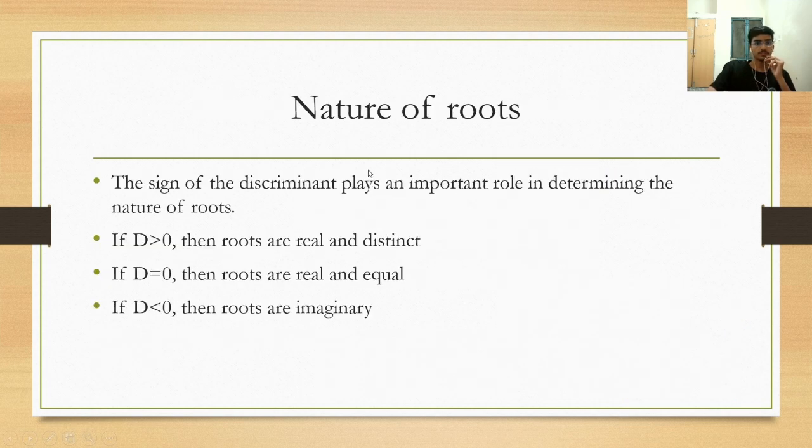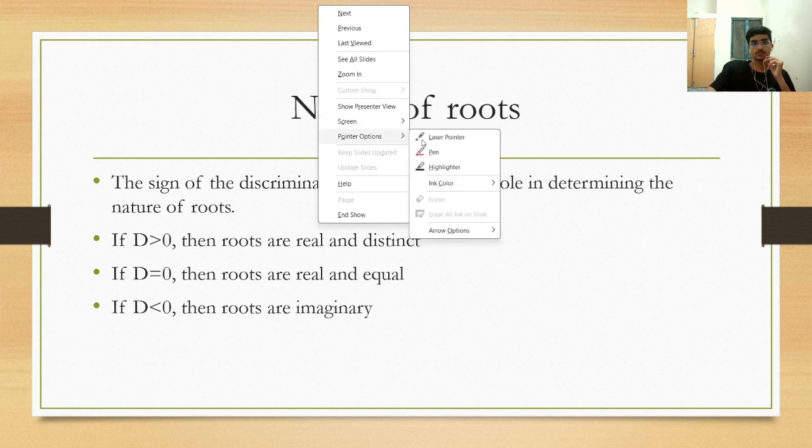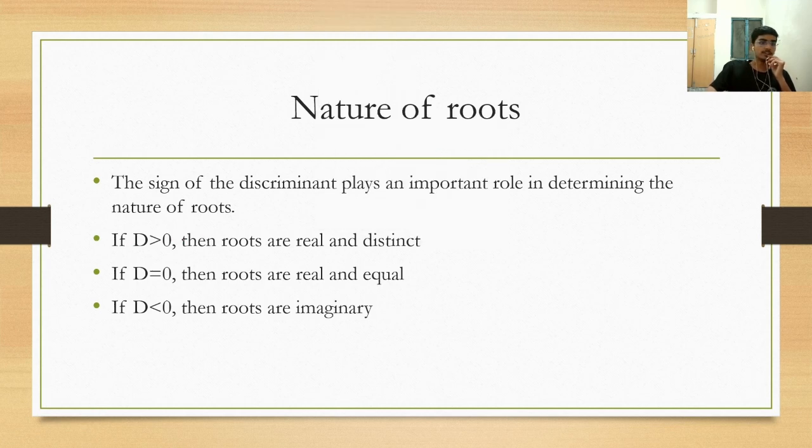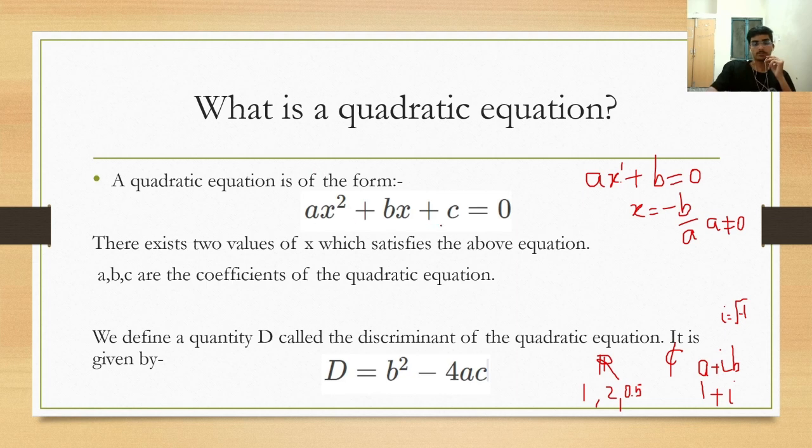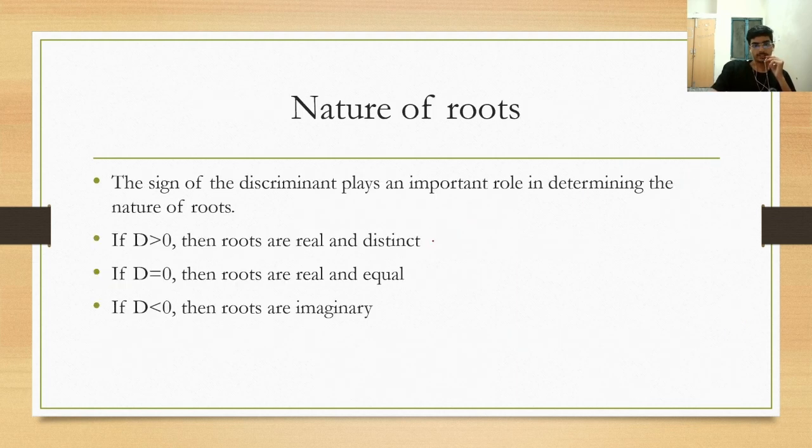So, the nature of roots. As I told you, this D is very important. If D is greater than 0, that means the value of the discriminant b square minus 4ac is positive, the roots of the equation ax square plus bx plus c would be real and distinct. If D is equal to 0, then the roots are real, but they are equal, like 1 comma 1 or 2 comma 2. But in the first case, the roots will be distinct, like 1 comma 2, 1 comma 3, 2 comma 5, 0.5 comma 1, or anything like that.